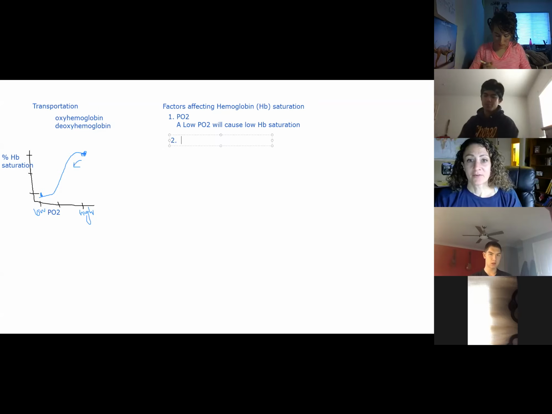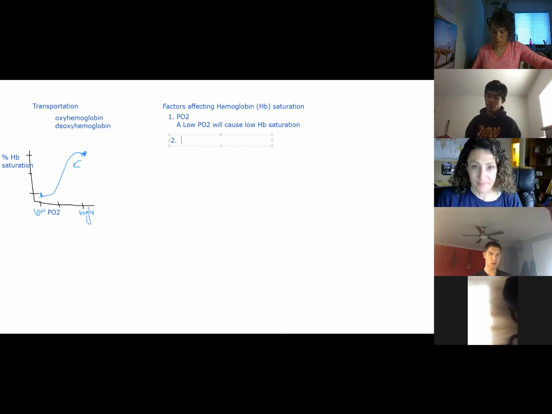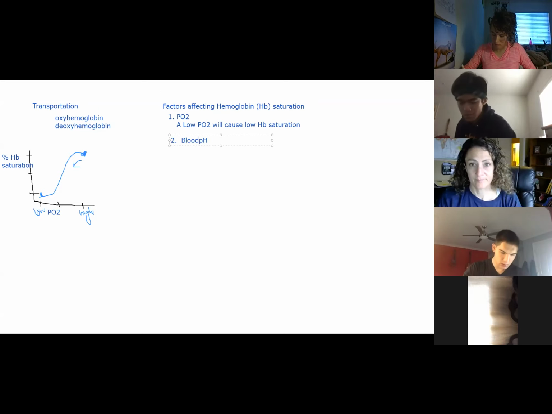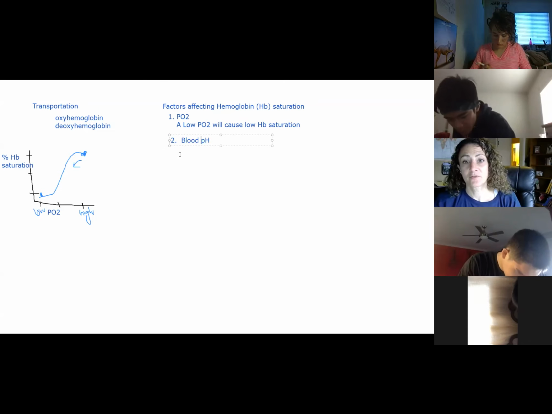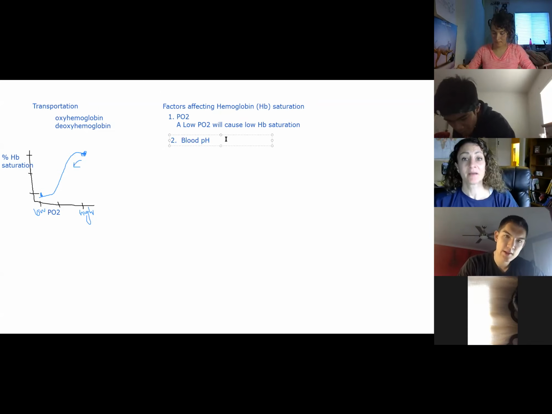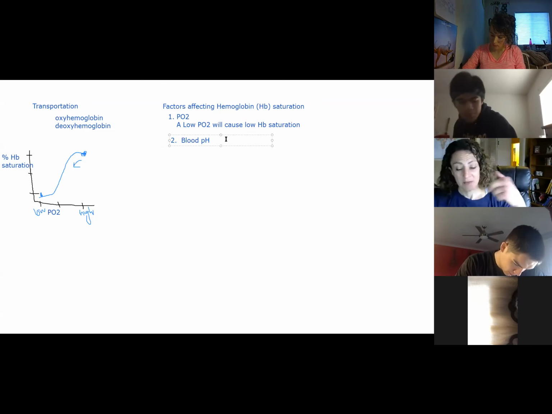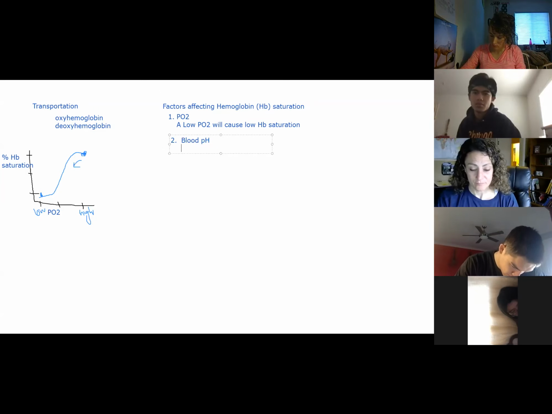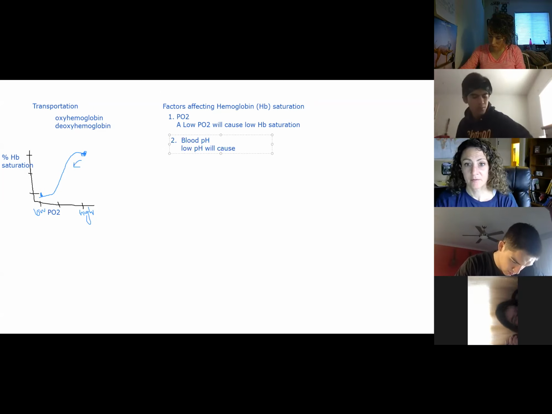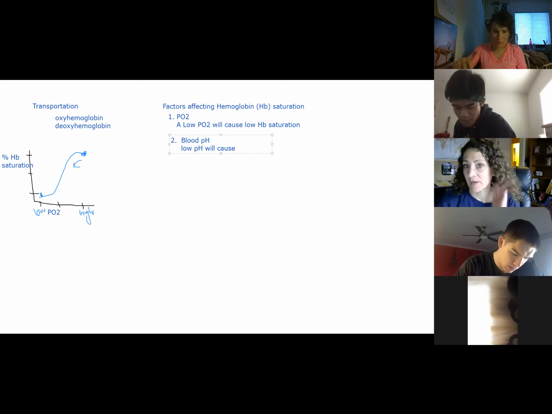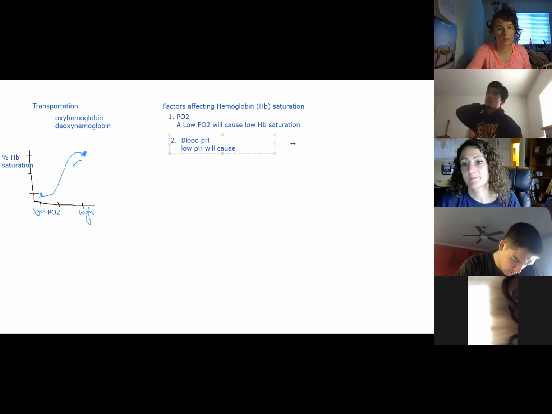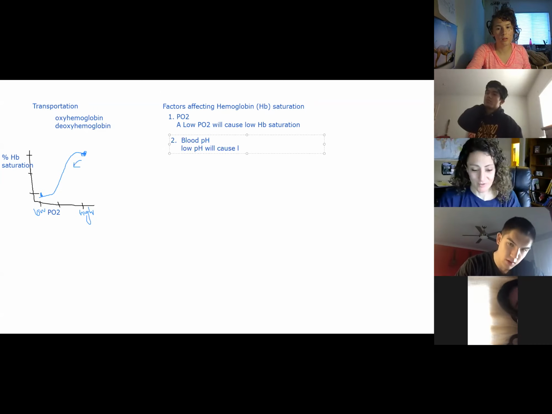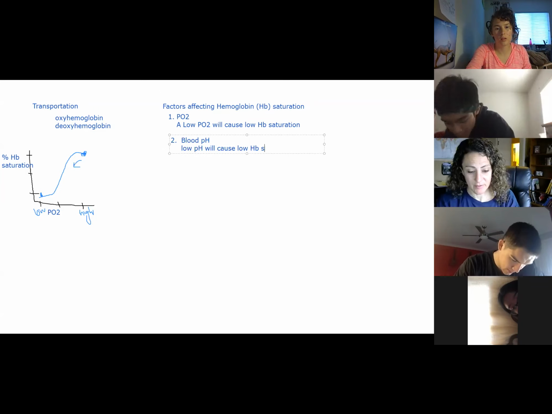Okay, second factor affecting hemoglobin saturation is blood pH. Remember, blood pH refers to the acidity of the blood. The more acidic the blood, the lower the pH. So, low pH will cause, what do you think? Low saturation or high saturation? Low hemoglobin saturation.